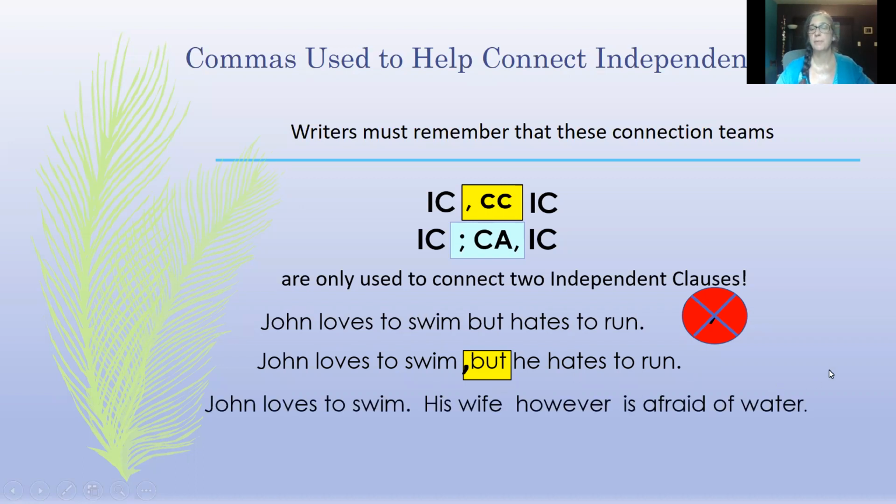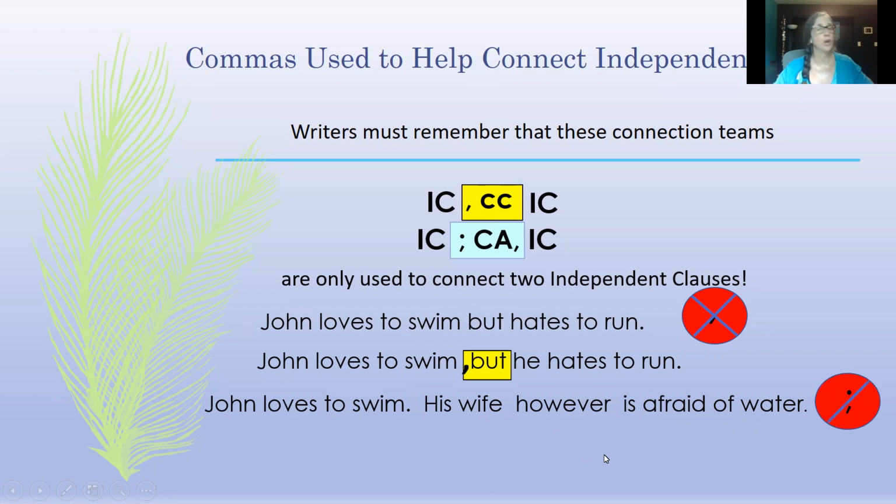John loves to swim. His wife, however, is afraid of water. Now look what I've done. Do I need a semicolon? No. Because the word however is not introducing this independent clause. It's actually split the independent clause in two and plopped right down in between it, the subject and the verb. That's called an interrupter. And we're going to be looking at those in our next workshop.